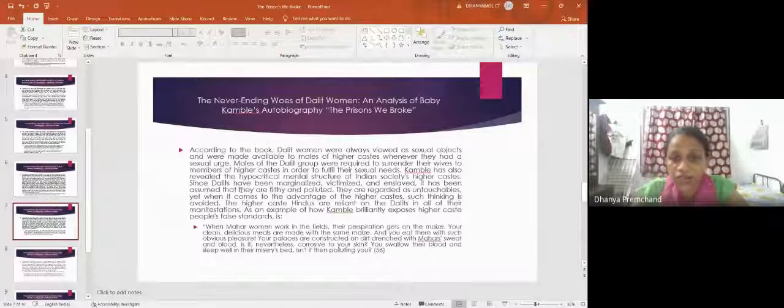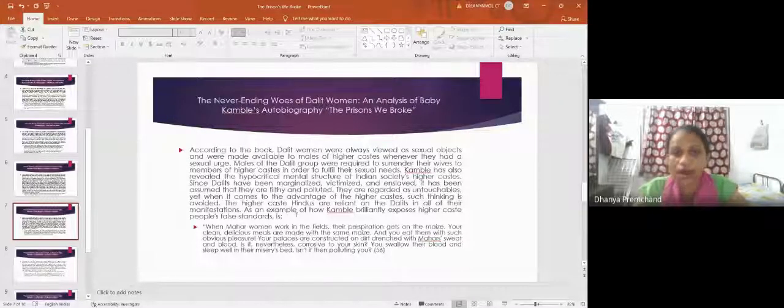Since Dalits have been marginalized, victimized, and enslaved, it has been assumed that they are filthy and polluted. They are regarded as untouchables, yet when it comes to the advantage of the higher caste, such thinking is avoided. The higher caste Hindus are reliant on the Dalits in all of their manifestations.